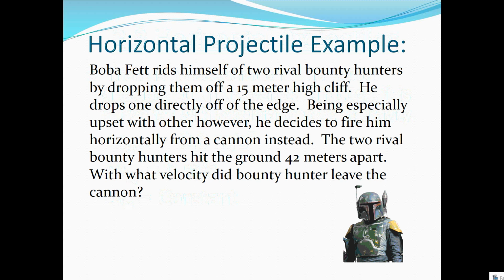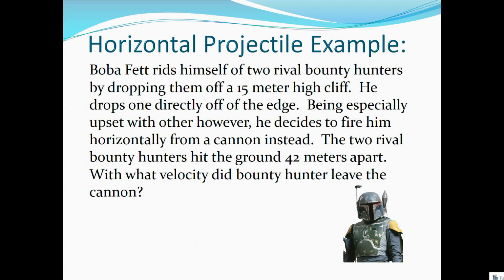So let's take a look at an example of a horizontal projectile. In this example, Boba Fett rids himself of two rival bounty hunters by dropping them off a 15-meter high cliff. He drops one directly off the edge, but the other one has upset him, so he decides to fire the second unfortunate bounty hunter out of a cannon instead.